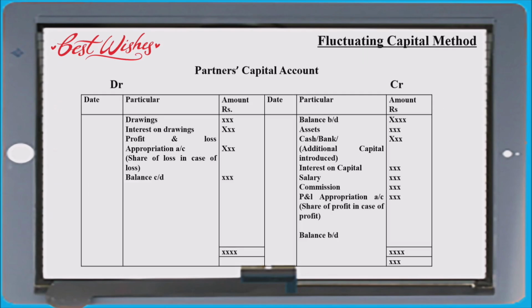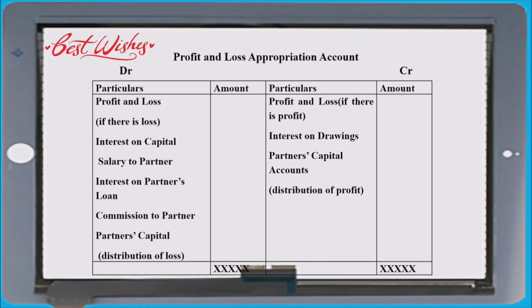In the fluctuating capital method, the second one, only the partners' capital account is prepared. It includes all the items, increases on the credit side and decreases on the debit side. The profit and loss appropriation account is a very important area, and you will get the question as an integrated question where the topics are integrated. Preparation of the P&L appropriation account and the profit guaranteed to a partner will be integrated together.